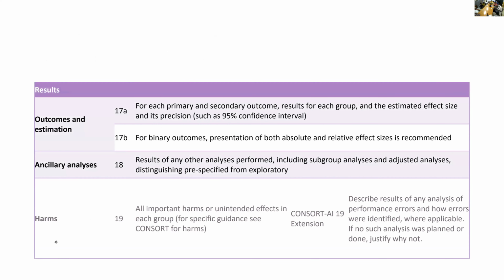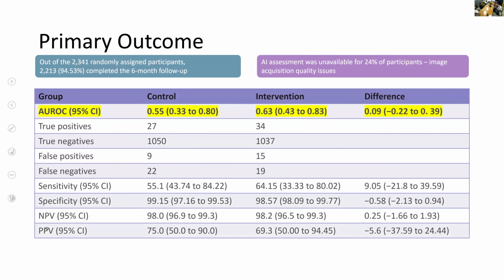to. And this is the CONSORT-AI checklist, and in blue here is something I'll come to later. I put this in gray because harms comes later. So here we're just looking at outcomes and ancillary analysis. This is our primary outcome, the area under the receiver operating characteristic curve, and in the control arm, the AUROC was only 0.55, which was much lower than they expected. They expected 0.8, with a confidence interval from 0.3 to 0.8, not very precise either. And for the intervention, it was 0.63, and again, the 95% confidence interval was from 0.43 to 0.83.